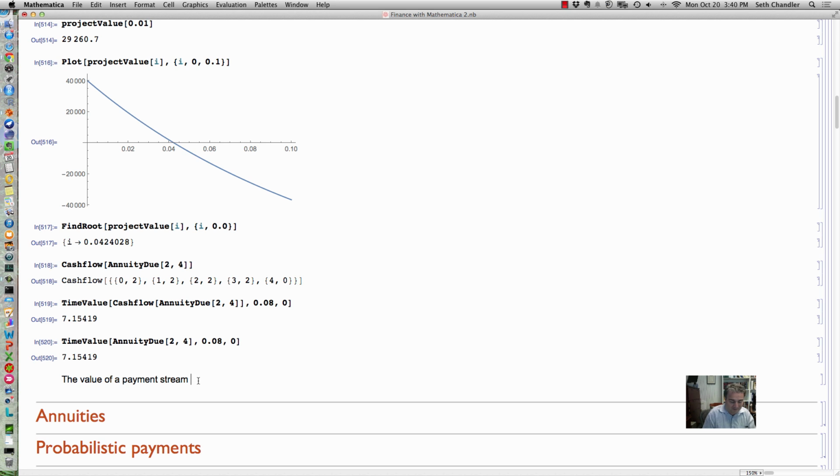Value of a payment stream of $1 at time 1, $2 at time 2, ... and $100 at time 100. Discounted at R at time 0.